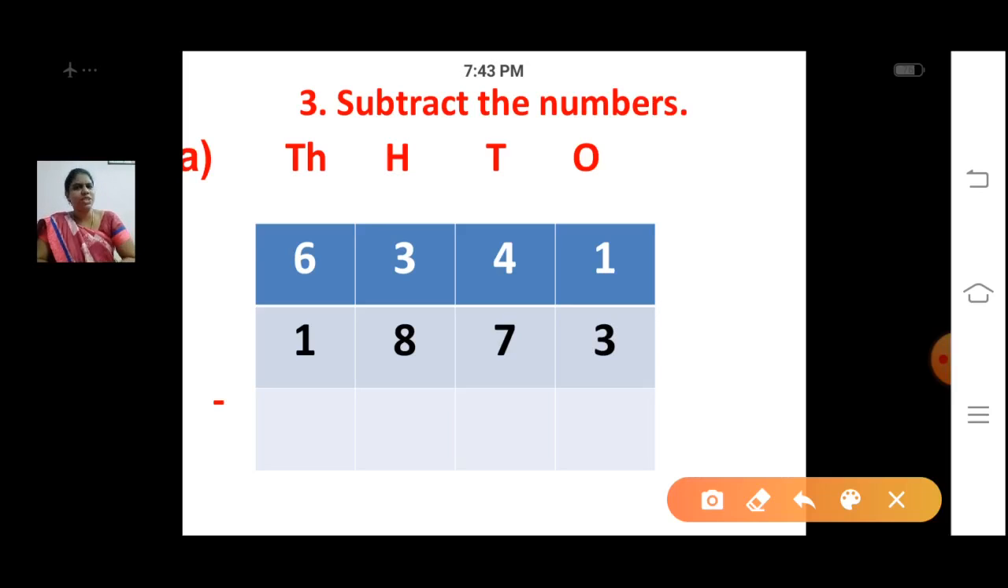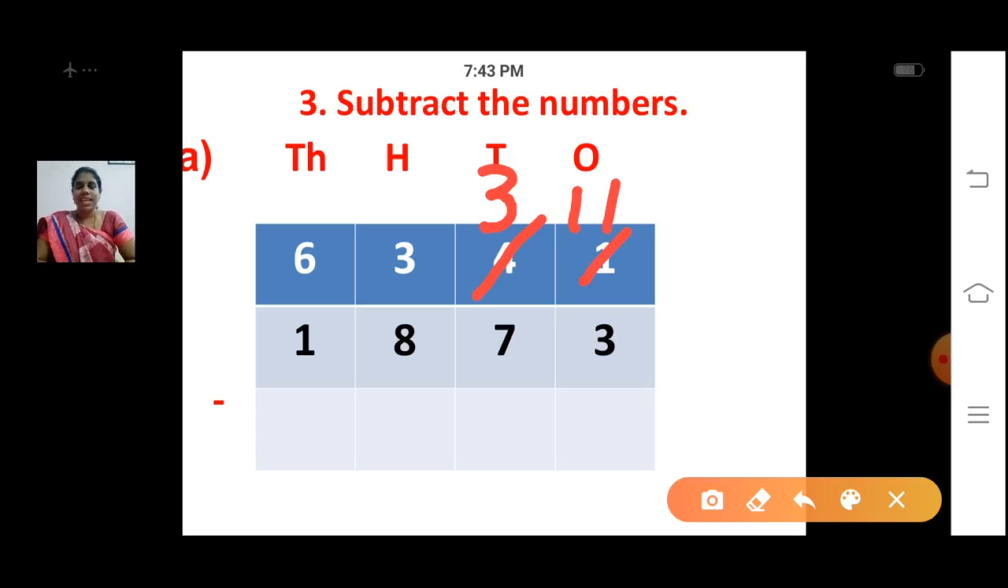Subtract the ones place. Can you subtract 1 minus 3? Can you subtract 3 from 1? No. So we cannot subtract from a smaller number. So what do we have to do? We have to borrow from the next place. To the left of that, what do we have? Tens place. So already I have the number 4. If I give 1, my tens place will become 3. Write 3 in the tens place. And my ones place will become 11.